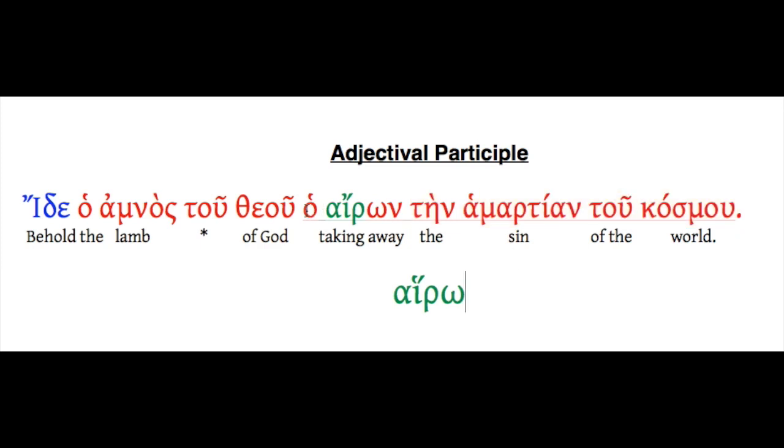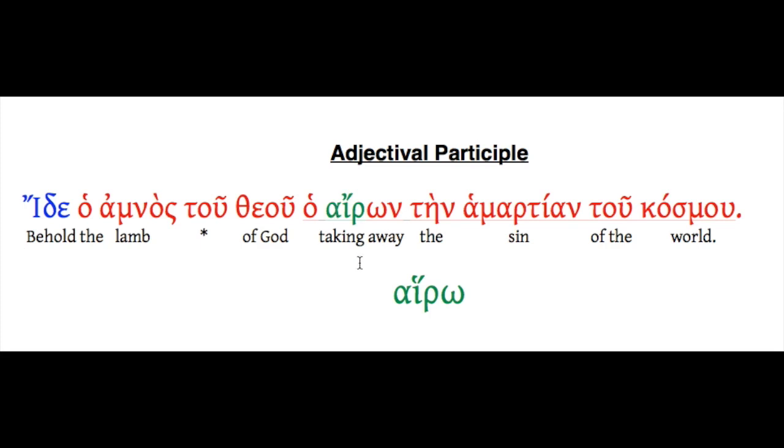Now this entire phrase right here is called the participial phrase, the one taking away the sin of the world, and it modifies the Lamb of God. Notice how we've seen this pattern before. Article, substantive. Article, modifier. But in this case, the substantive is a whole phrase and the modifier is a whole phrase. The Lamb of God, the one taking away the sin of the world.